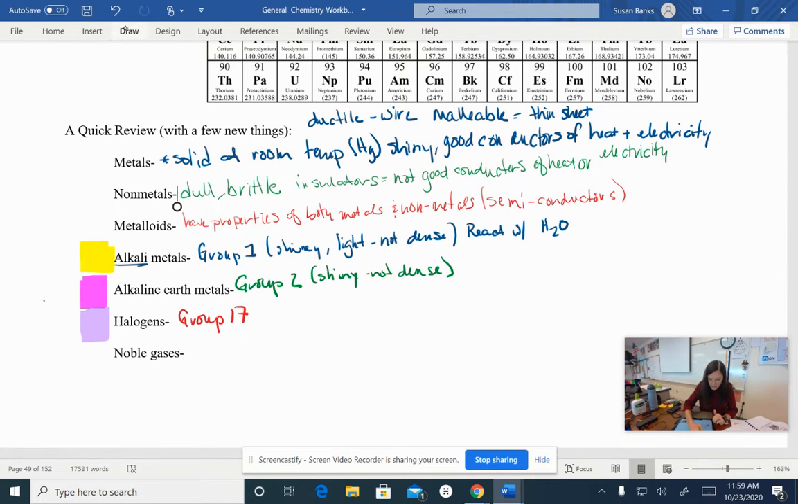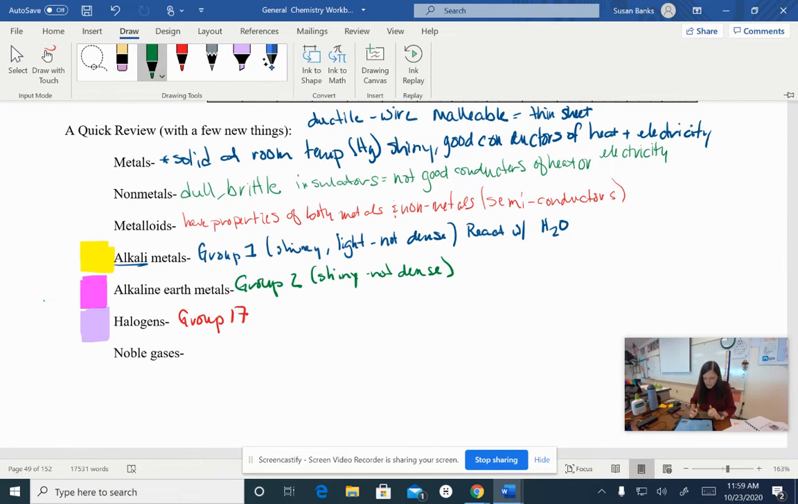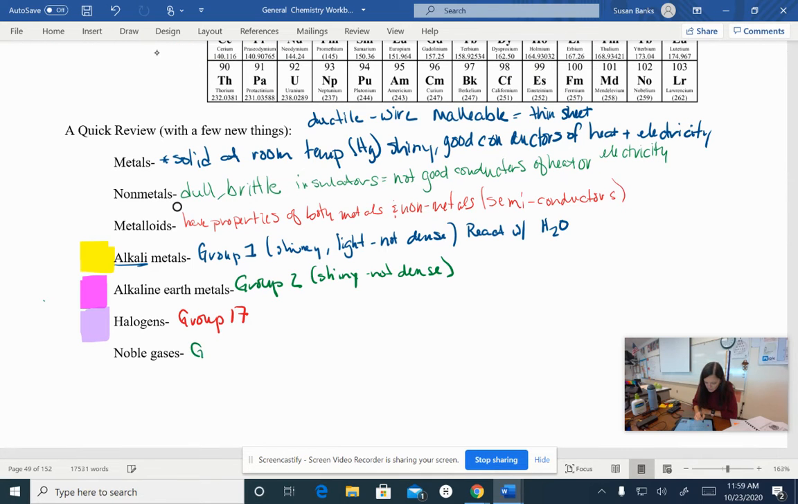Okay, noble gases. Noble gases are group 18. Now, funny thing, they're called noble gases based on nobility.